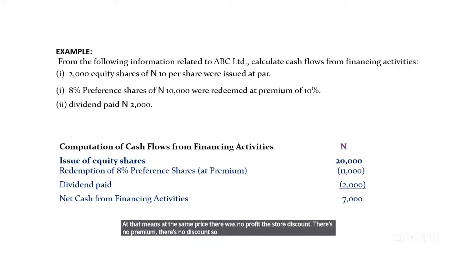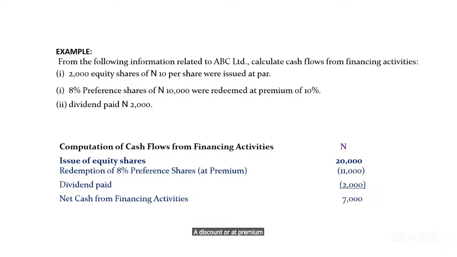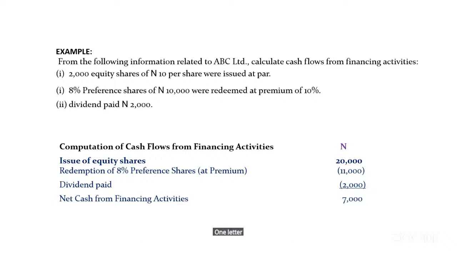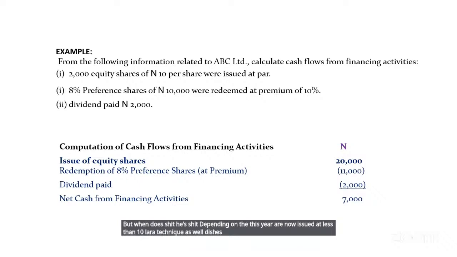So shares can be issued at par, at discount, or at premium. When we say at par, it means at the same value. When we say at premium, it means there was a profit. If the share value is 10 naira and the shares are issued at, let's say, 11 naira, there's a profit of 1 naira, so those shares are issued at premium. But when the share is 10 naira and is now issued at less than 10 naira, it means the shares are issued at discount.